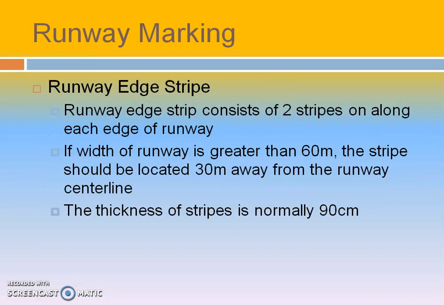Then the edge strip consists of 2 strips on either edge. Thickness will normally be 90 centimeters. Threshold marking will extend laterally within 3 meters of the edge of the runway. Usually we provide it to clear the obstructions of the flight path. This is the aerial view of the runway. This is the runway, and the road connecting this is the taxiway.